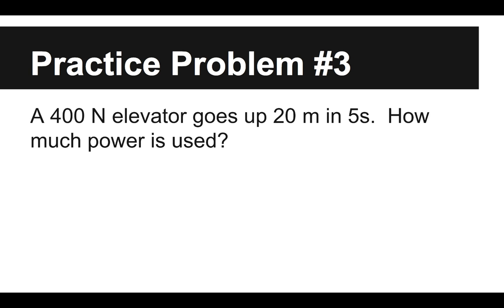Okay, guys, I want you to try this problem on your own. A 400 Newton elevator goes up 20 meters in 5 seconds. How much power is used? Okay. So in this one, again, we're given 3 pieces of information: a force, a distance, and a time. So my equation I want to use is power is force times distance divided by time. So go ahead and define your variables.